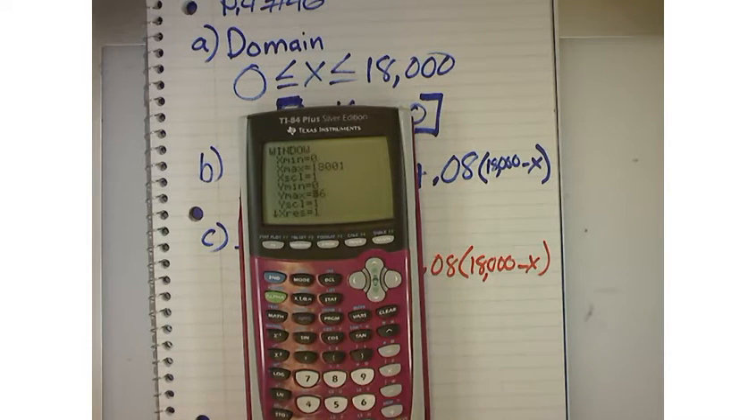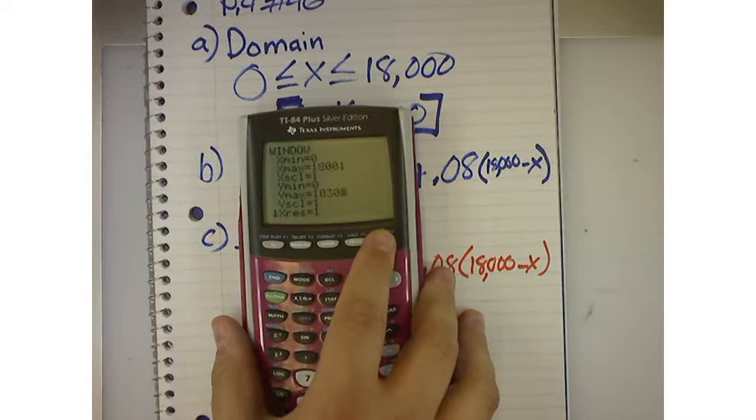Now the question that they're asking us is, when they get $1,020 in interest, so my y max should be at least 1,020. So what do you guys think we should put? At least 1,020, right? So let's do 1,030. Okay? Now let's hit graph and see if it'll fit.